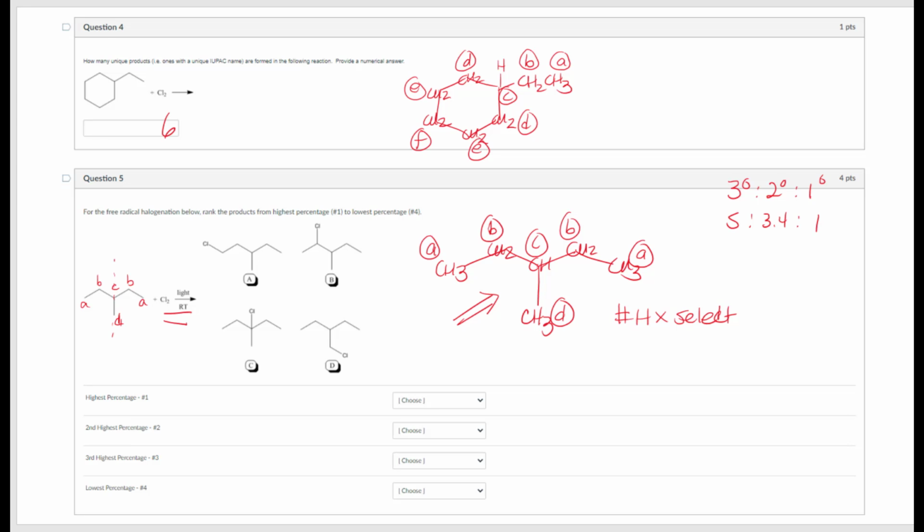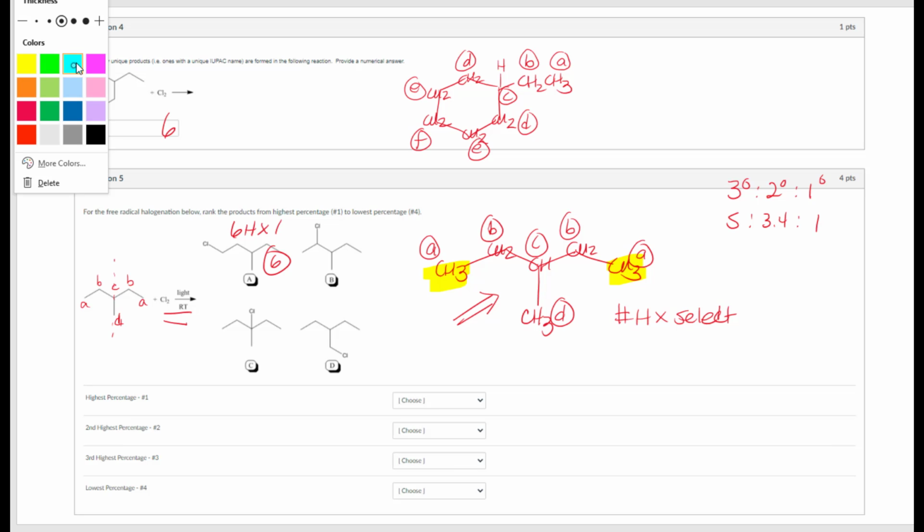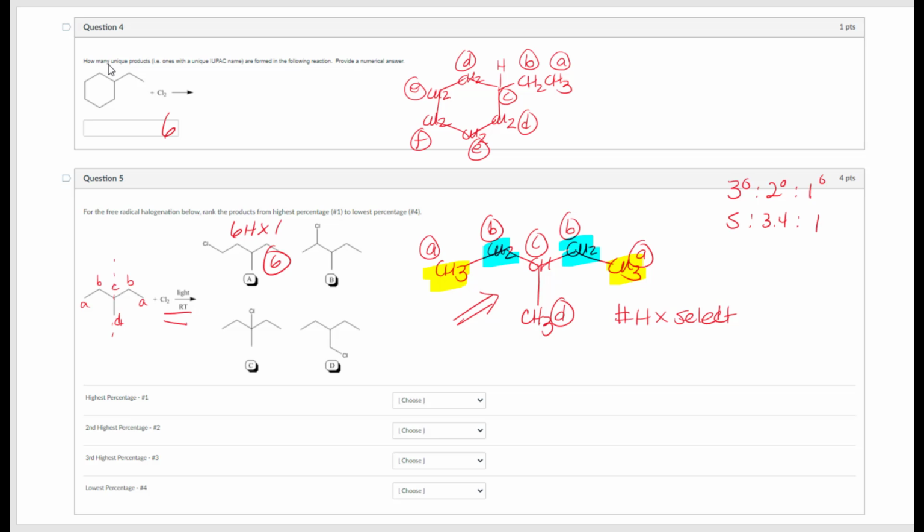So if I color code these hydrogens, these two CH3s would give us product A. So how many hydrogens are there? 6. It's a primary carbon, primary hydrogen with a selectivity of 1. So that's 6 times 1, which is 6. For the Bs, how many hydrogens give product B? There are 4 total. That's a secondary hydrogen, secondary carbon. So it's 4 times 3.4, which is 13.6. So that's our new leader.